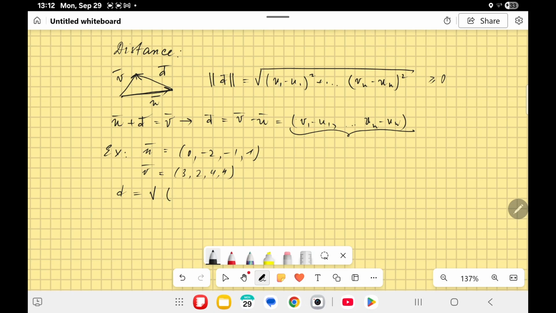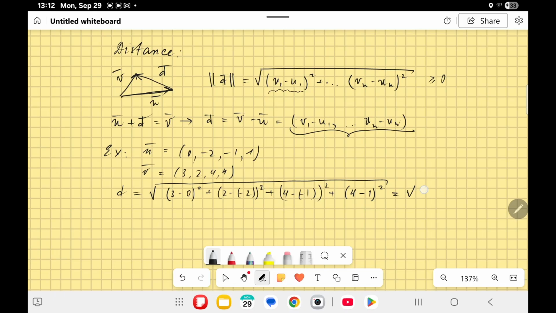And again, because we have squares here, it's not important which vector you subtract from which. If you choose vector v as the first one, keep it the first one everywhere and you're going to be okay. So I'm going to have 3 minus 0 squared plus 2 minus 2 squared plus 4 minus 1 squared plus 4 minus 1 squared. Kind of a weird number, but just for practice.